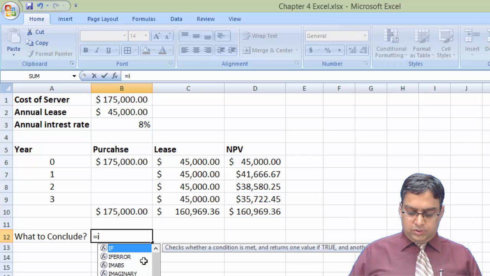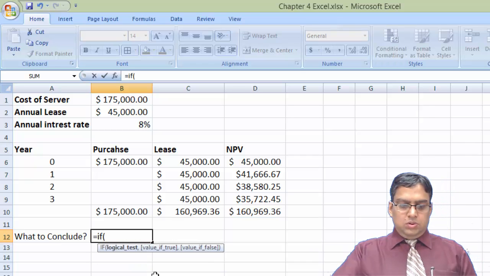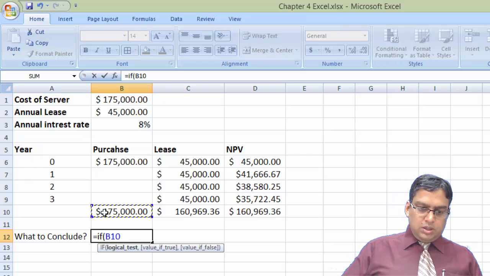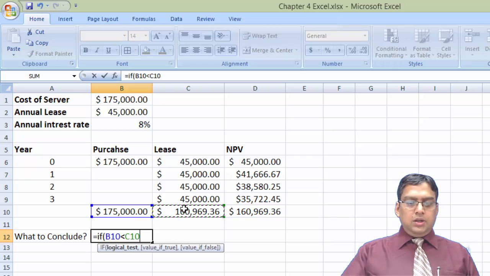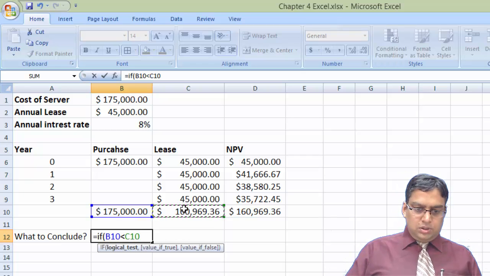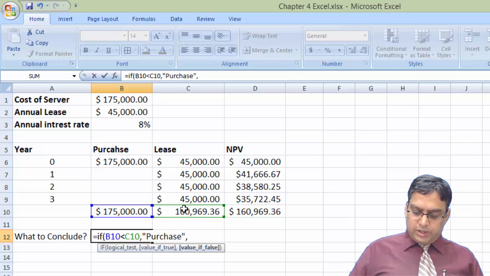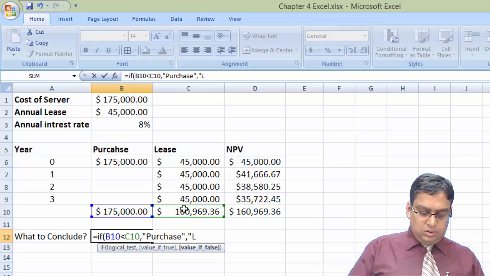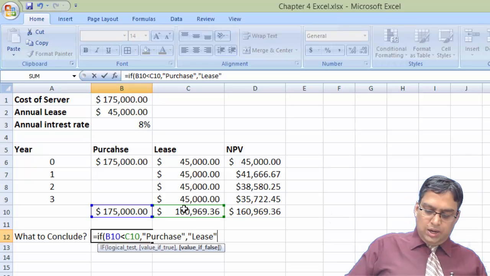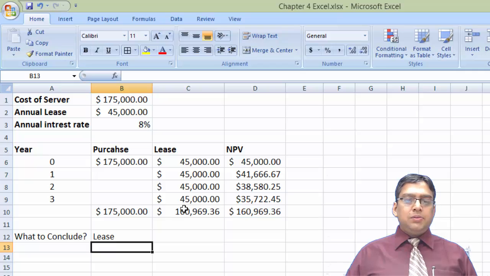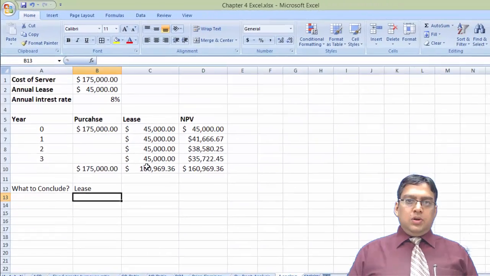Equal to IF B10 purchasing amount is less than C10 leasing amount, then purchase, otherwise lease. That is the conclusion. Press enter, and you can see your answer. That is lease. Lease is better than purchase.